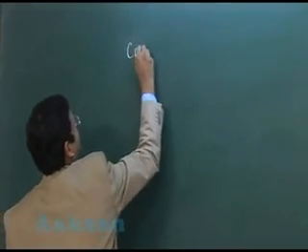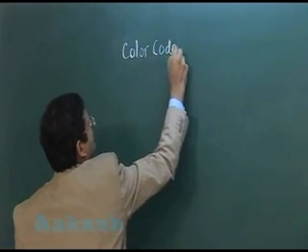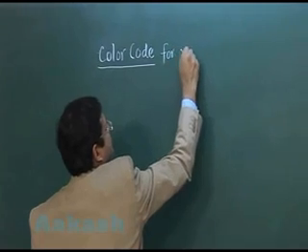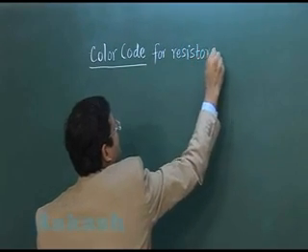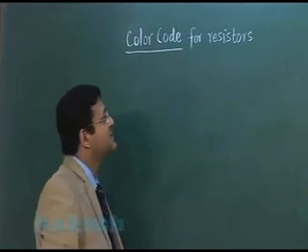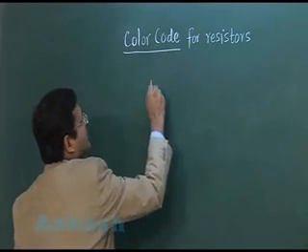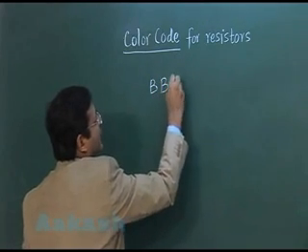Let us discuss the color code for resistors, generally for carbon resistors. For this there is an acronym, BB Roy. It's a name we have taken, BB Roy.